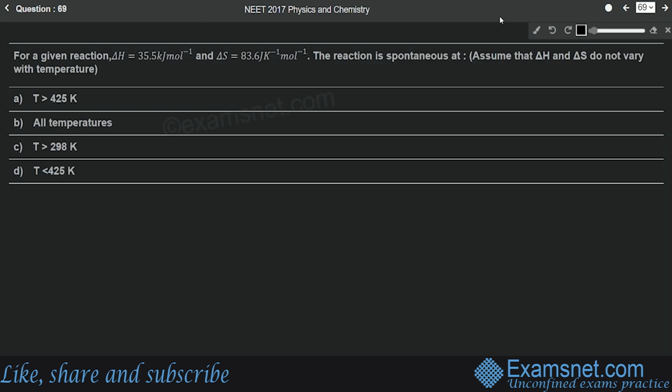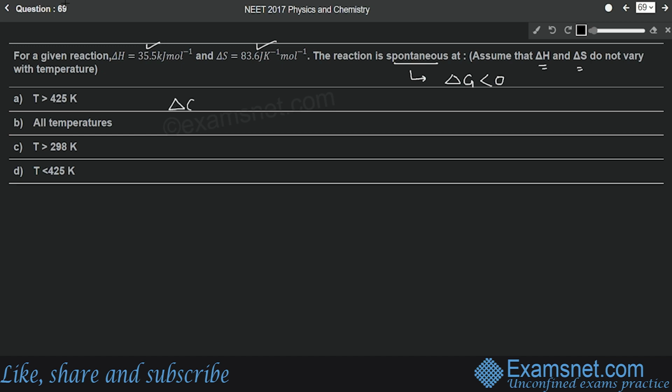Question number 69 is from the chapter Thermodynamics, and the question is, for a given reaction, delta H is equal to 35.5 kilojoule per mole and delta S is equal to 83.6 joule per Kelvin per mole. The reaction is spontaneous at, assume that delta H and delta S do not vary with temperature. So at what temperature the reaction will be spontaneous? Now the condition for the reaction to be spontaneous is that the delta G value should be negative. It should be less than 0, then only the reaction will be spontaneous.